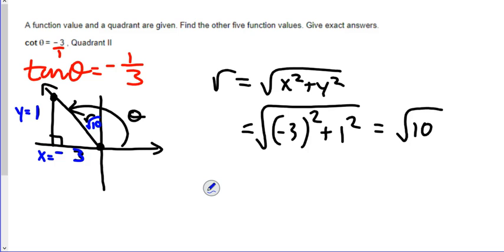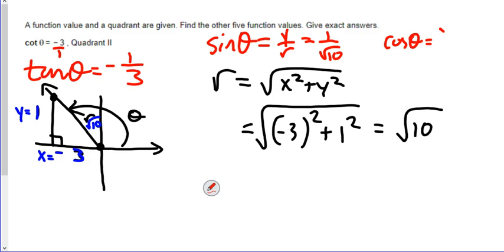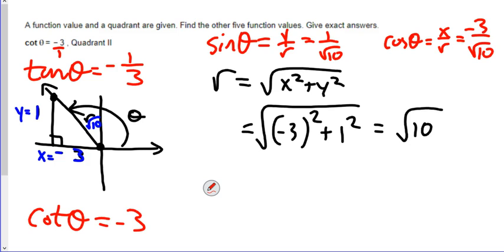Let's do sine first. Sine of theta is y/r, which in this case is 1/√10. Cosine of theta is x/r, which is -3/√10. And then I can find the cotangent. We could have done that one right away. Oh, cotangent's given, so we don't have to worry about that one.